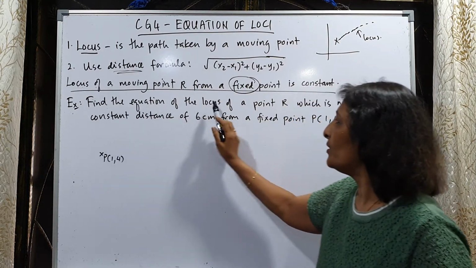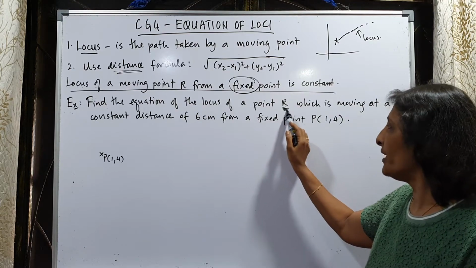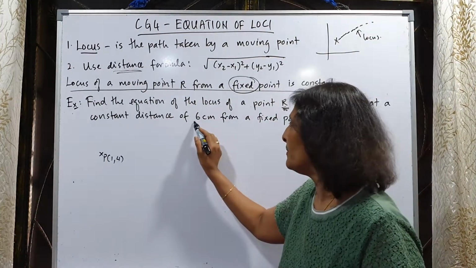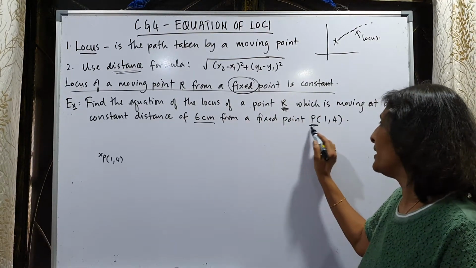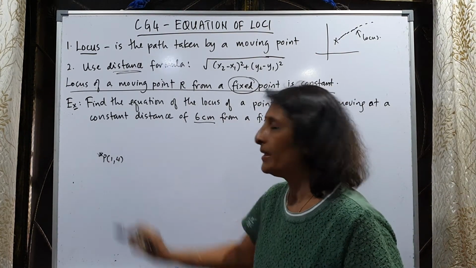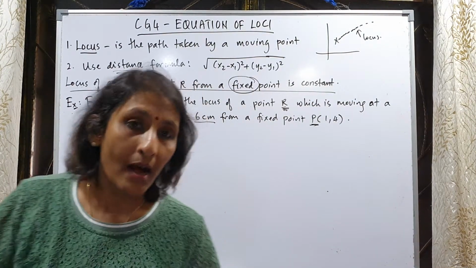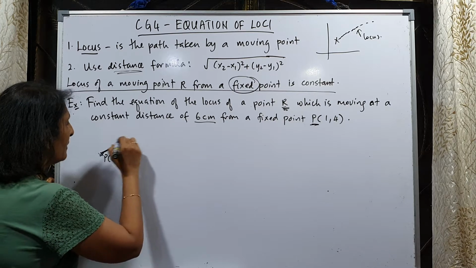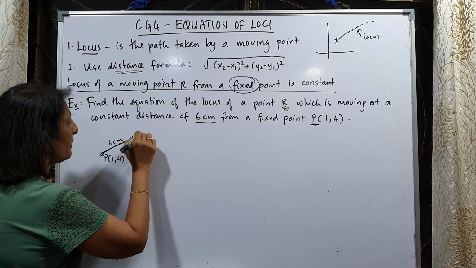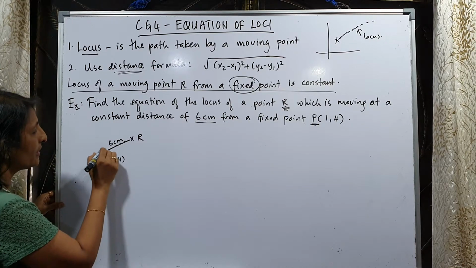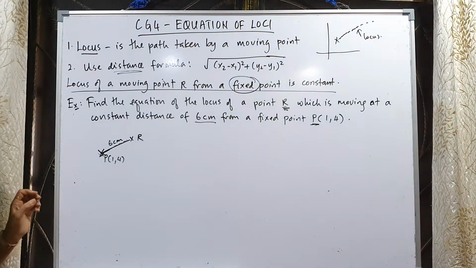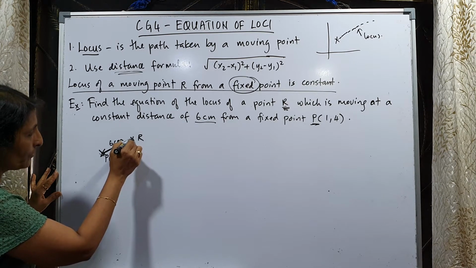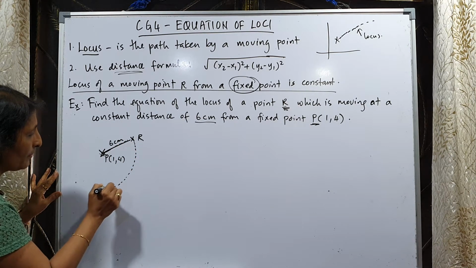Find the equation of the locus of a point R. So R is moving at a constant distance of 6 centimeters from a fixed point P. Let's say we got a fixed point P here, and the point R is 6 centimeters away. Let's say it's here, 6 cm. This is your point R. And point R is moving such that it is always 6 centimeters away from P. So, what do you think? How do you think the R is going to move? Yeah, it's always 6 cm away from P.